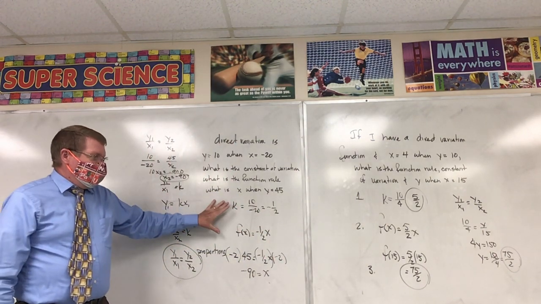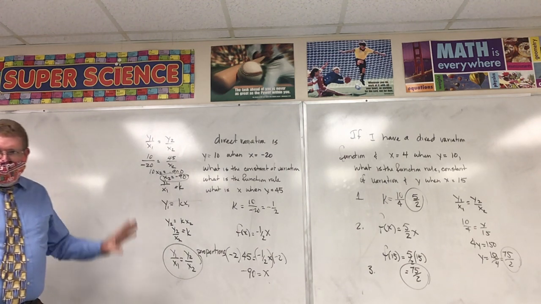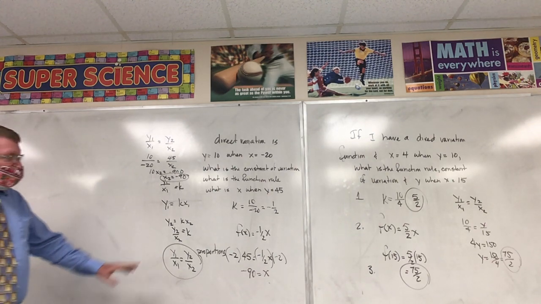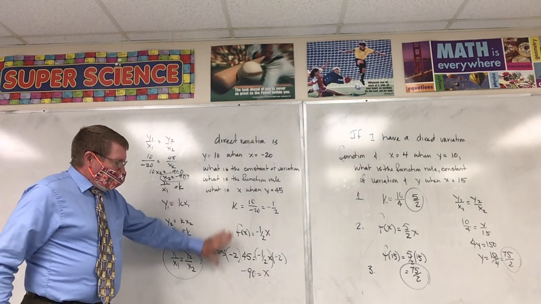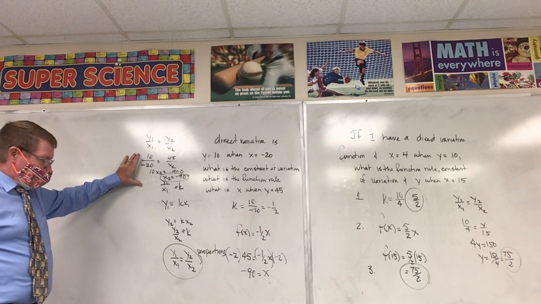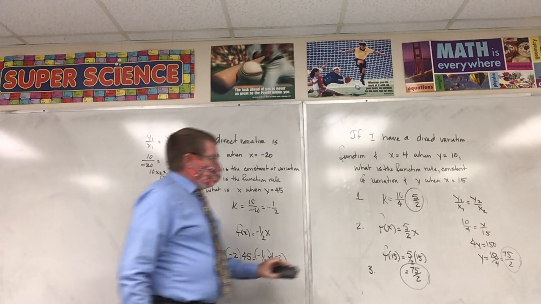I will ask you to find the missing part by using one of those methods. So you need to know both: direct variation function rule, direct variation proportion. Okay? Let's look at another example.